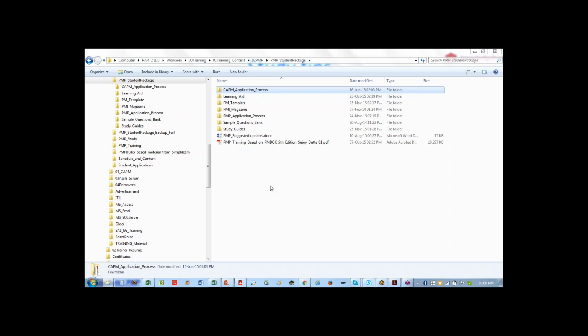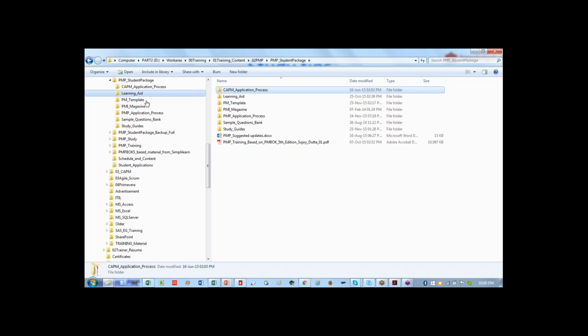Do you see a list of folders here? Yes. It is the same for the PMP student, and you can ignore the CAPM application process folder. The first folder you will pick up is your learning aid folder. These folders will be shared on Google Drive, and I would like you to type in your Gmail IDs. Those who have already given them can ignore this. Those who have not given me Gmail IDs earlier can put them in the chat box. That helps me share with you on Google Drive, because I've seen that Google Drive works best with the Gmail ID.